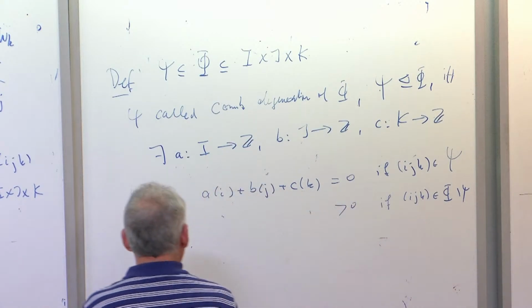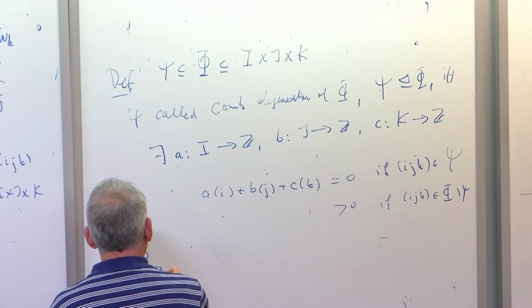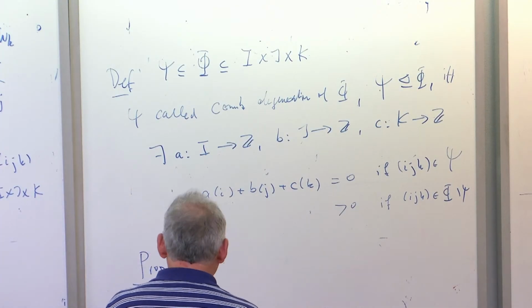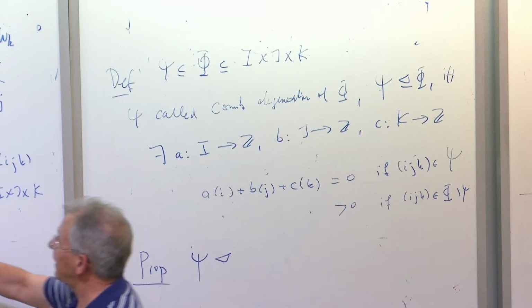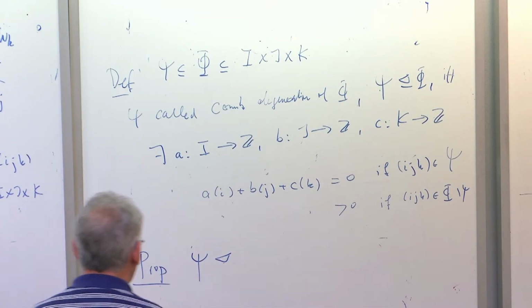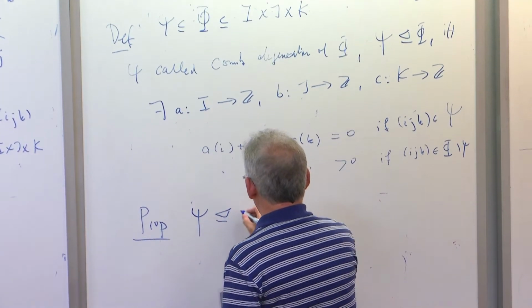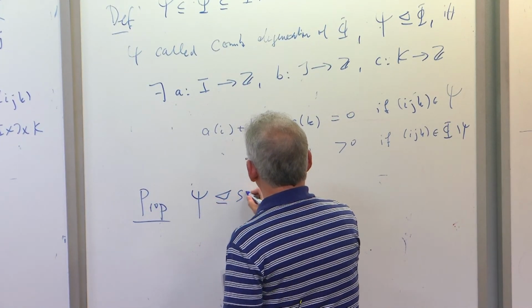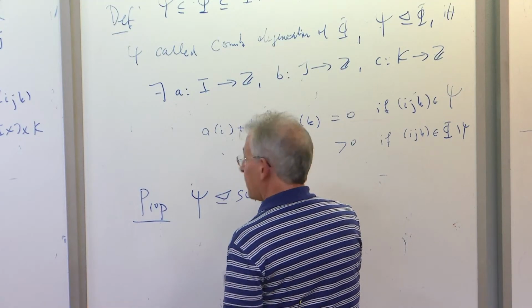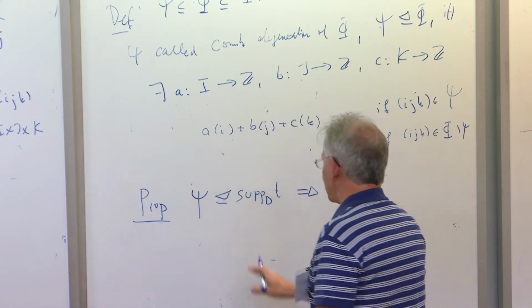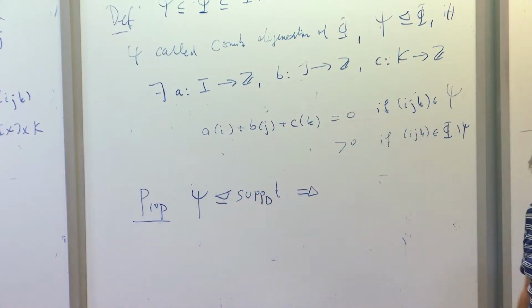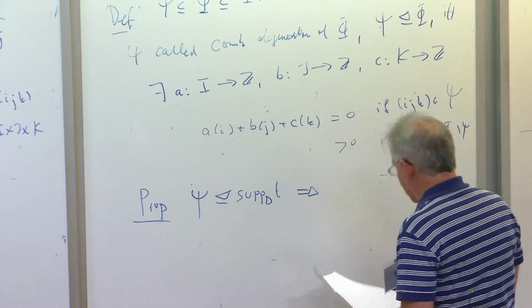And why is this interesting? Because of this proposition, which says this. Now I have a combinatorial degeneration. I'm in this setting: I have a decomposition D of a tensor T. Psi is a combinatorial degeneration of the D support, of this support. So this is a combinatorial thing, right? But then I can infer something interesting.